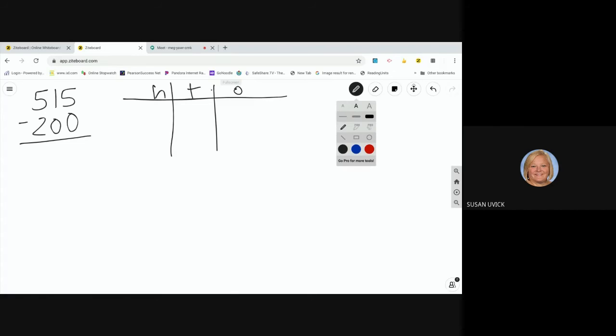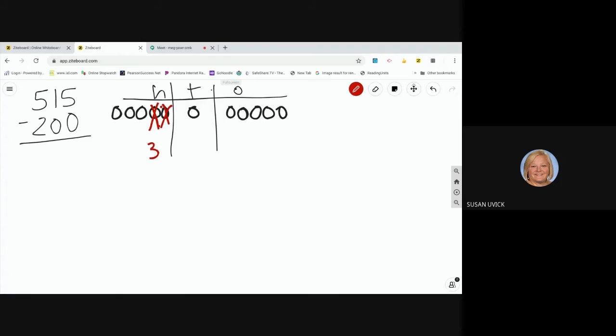I like that thicker marker. All right, so 500, 110, 5 ones. All right, now I'm going to take some things away. How many am I going to take away? I have no ones, no tens, but I can take 200 away. Cross that out. When I look at that, I'm going to get 3 hundreds left, 1 10 and 5 ones. I'm going to get 315 left.